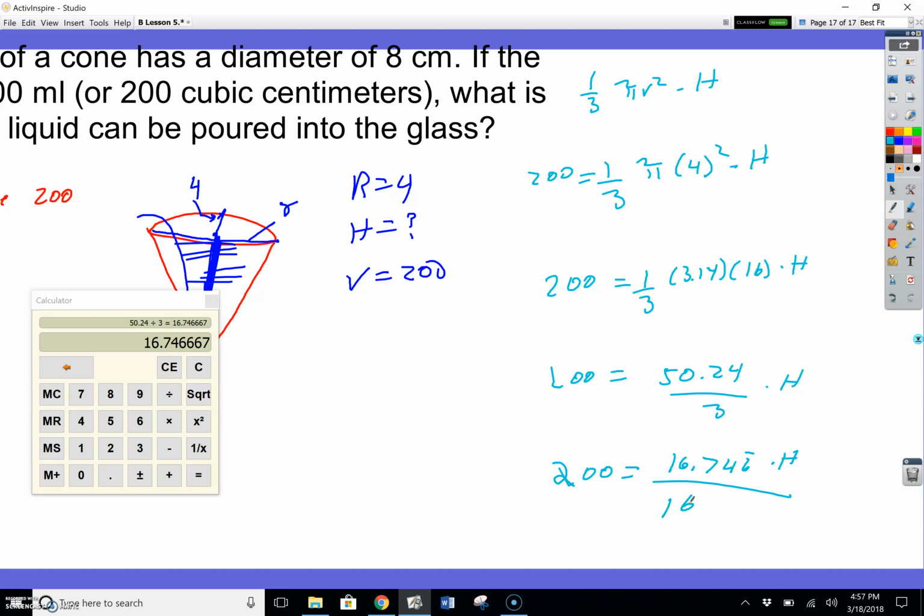I'm going to divide both sides by 16.74667, and that will give me my total value for my height. So let's take 200 divided by 16.7466666, and I am going to get a total height of 11.94 as my final answer. We're going to use centimeters.